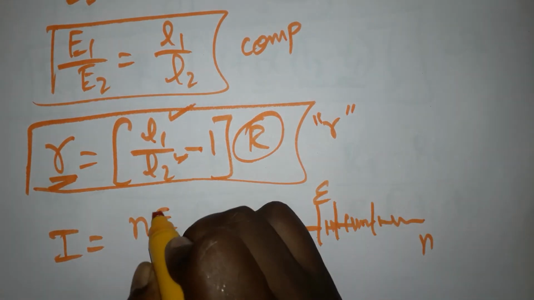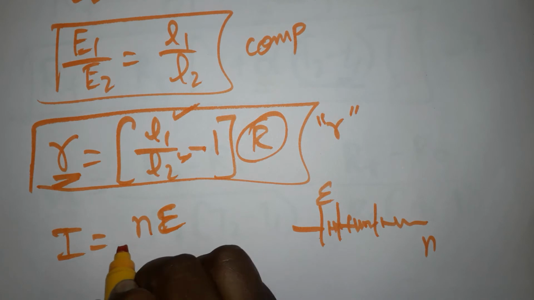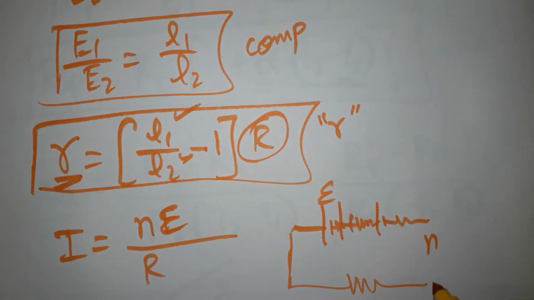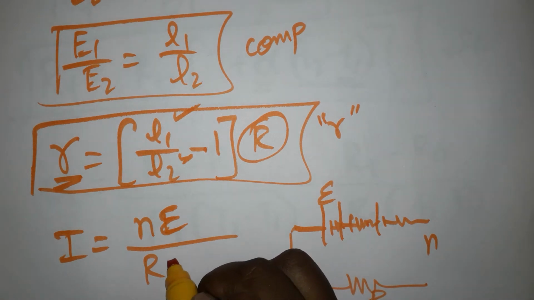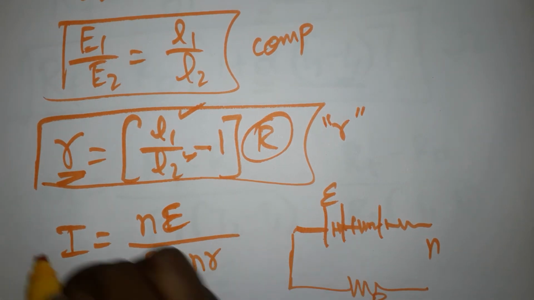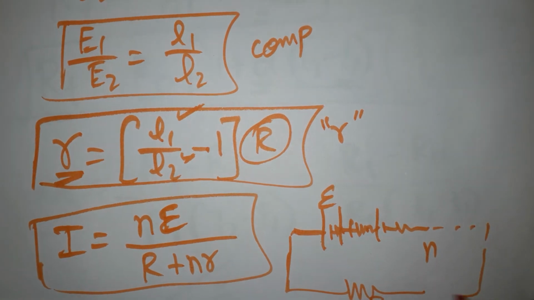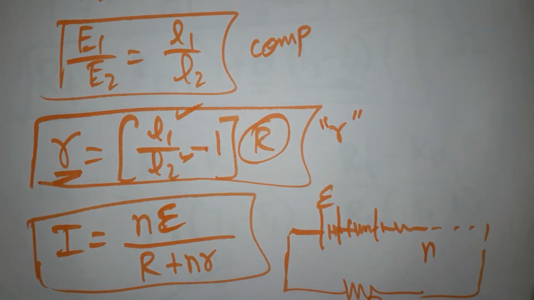Okay, the EMF E, we can take it as the EMF divided by capital R, the external resistance, which is going to be connected. Small r is the internal resistance. This is the formula for cells connected in series, n times. The EMFs are connected in series.